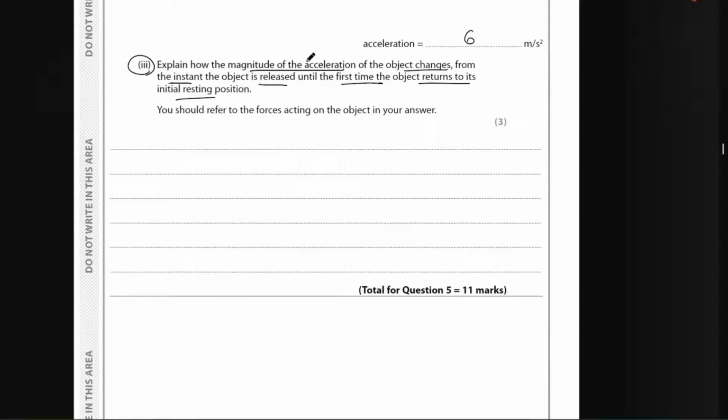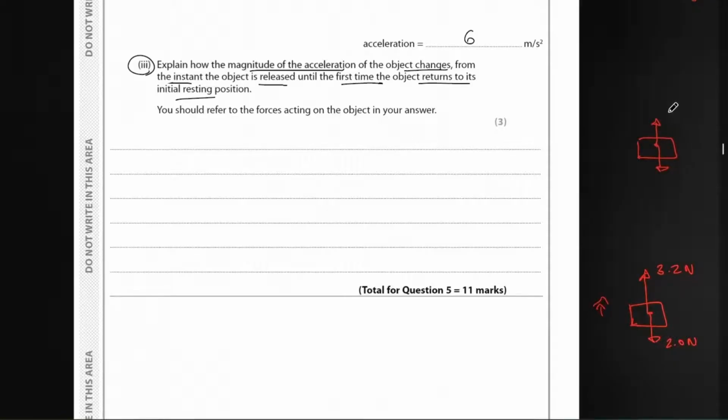So we need to explain how the acceleration changes between 2 stages. The first stage is when the spring force is larger than the weight force, and there's a net force acting on it, and it wants to accelerate upwards. When it returns to its initial resting position, the weight and the spring force become equal. So 2.0, 2.0. So you can see at this point, there's no net force, so acceleration should be 0 at this point. So this is what we need to explain.